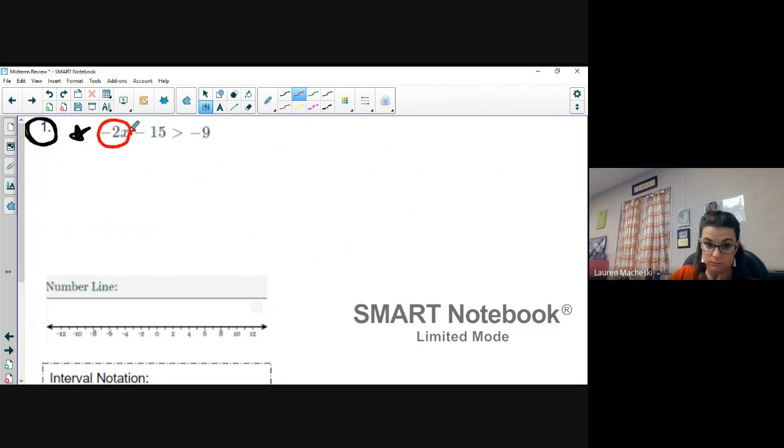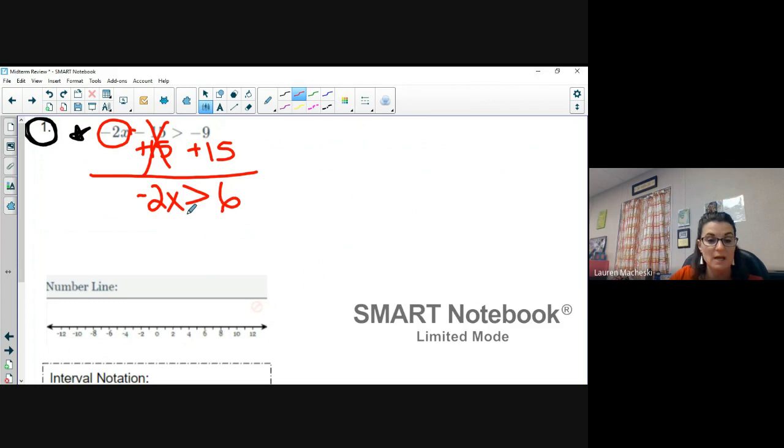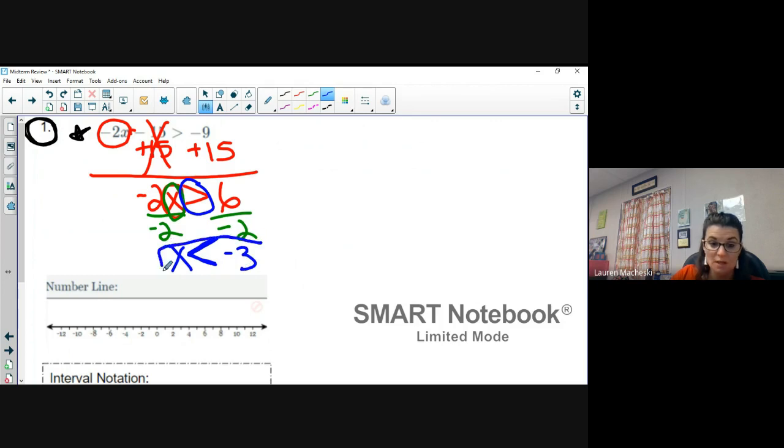Well, I can't touch that until I get rid of -15, so add 15. So -2x is greater than -9 plus 15, which is 6. To finish getting x by itself, I need to get rid of that -2, so I need to divide by -2. Y'all, when I divide both sides of an inequality by a negative number, my sign gets flipped around. Remember, if you multiply or divide by a negative, your inequality sign flips around. 6 divided by -2 is -3. So my inequality states that x is less than -3.